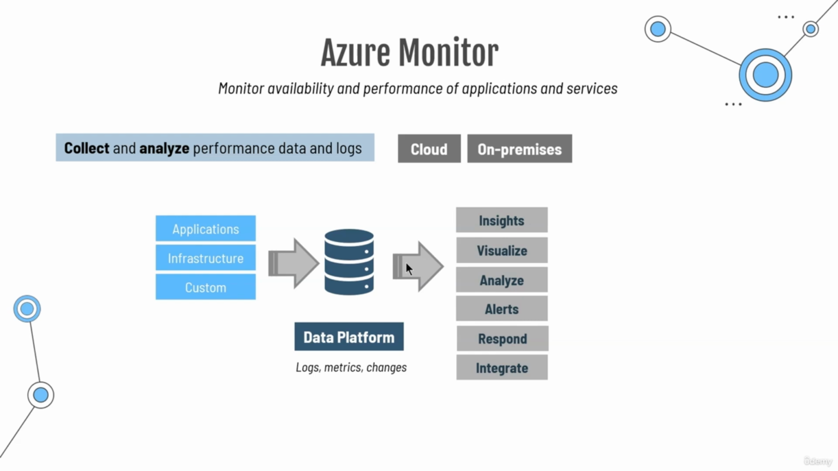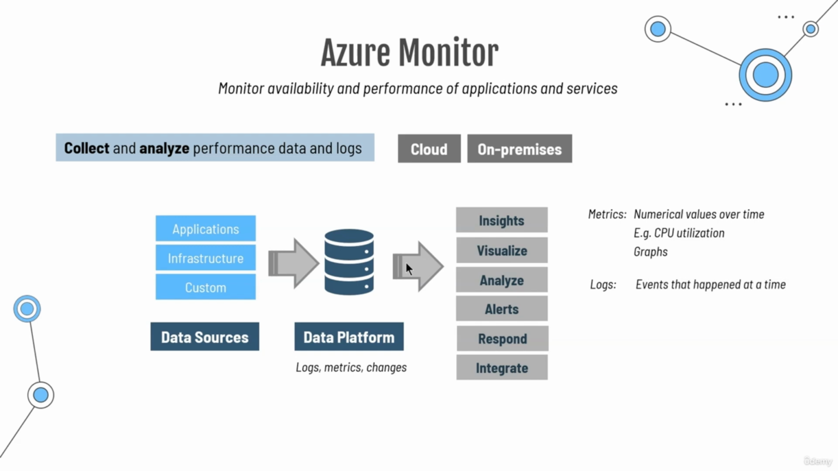So what are those logs, metrics, and changes? First of all, metrics is always a numerical value or a set of numerical values over time, and this will be stored in a time series database. So these metrics will usually just be visualized in a graph. For example, as mentioned, this can be CPU utilization.